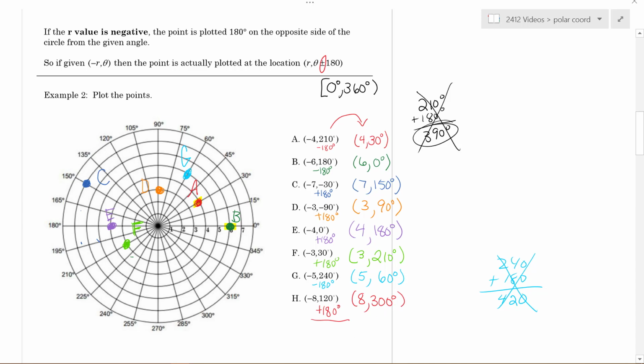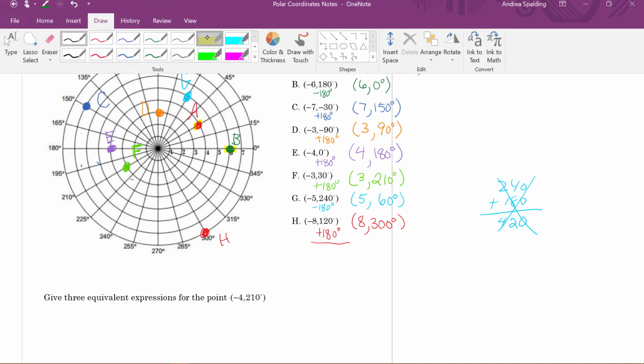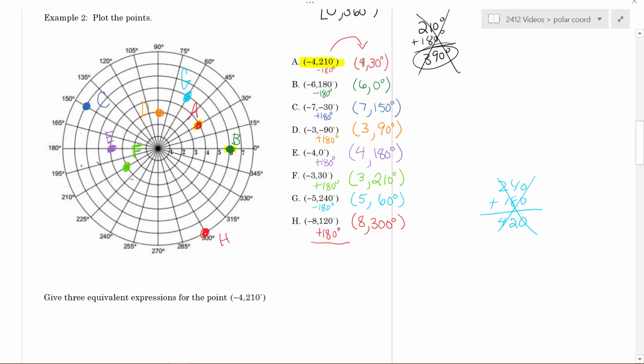So point H, we're going to be on circle 8, which is the very outer circle, at the 300-degree mark. So that right there is point H. As you've seen, we have positive R values, we have negative R values. We work with positive angles, and we've also worked with negative angles. So there are many different ways of representing these polar coordinates. We've also seen that there are two representations of the same point that are possible.